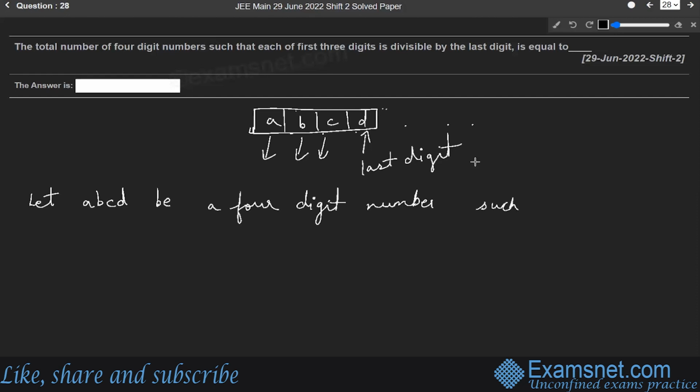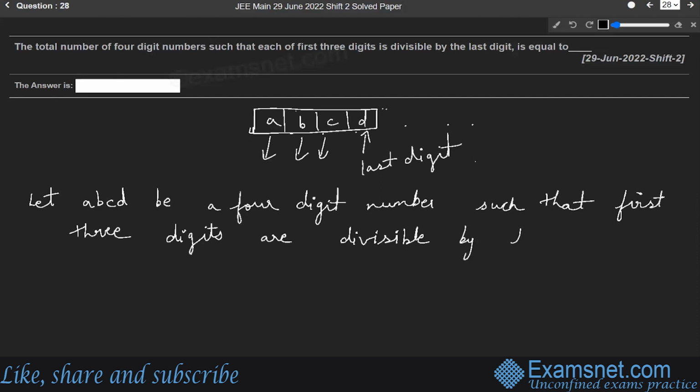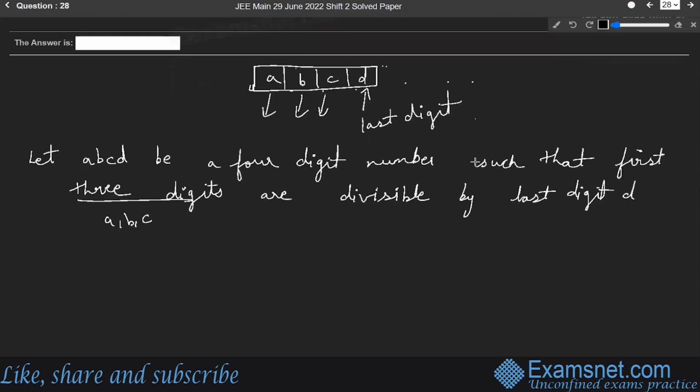So let us assume A, B, C, D is a 4-digit number such that the first 3 digits are divisible by the last digit. What is the last digit? It is D. All right. And what are the first 3 digits? A, B and C. Okay. So now we have to find the possibilities for each and every condition. So let us start with putting some values in the place of D.